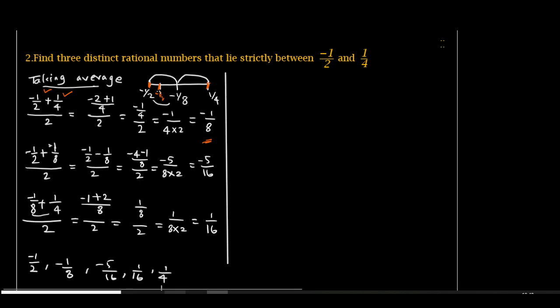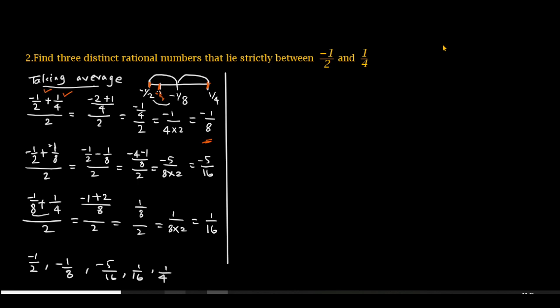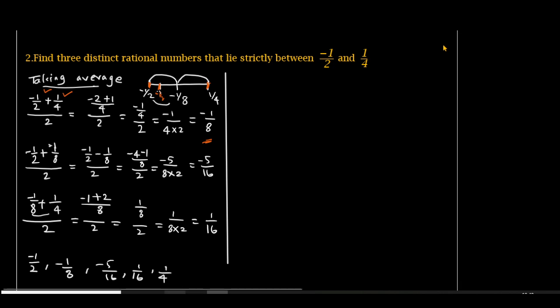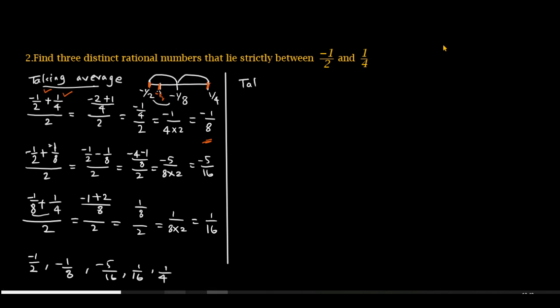We cannot say there are only these three numbers in between. Infinitely many numbers are there in between any two numbers. Infinitely many rational numbers are there. Another method is by making a common denominator.